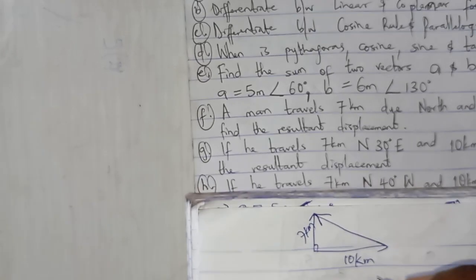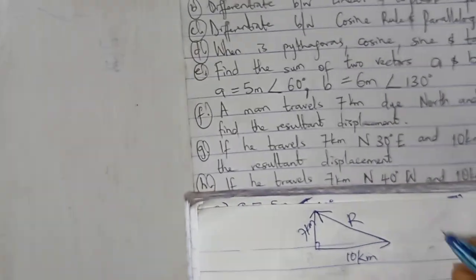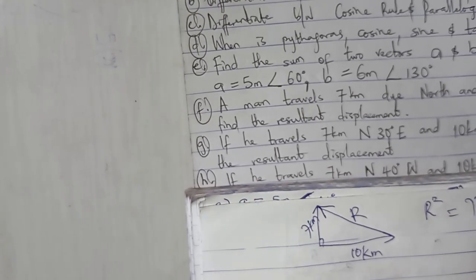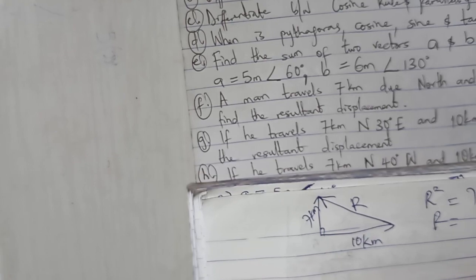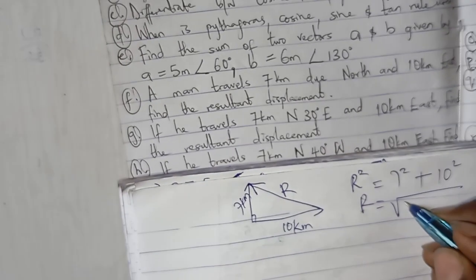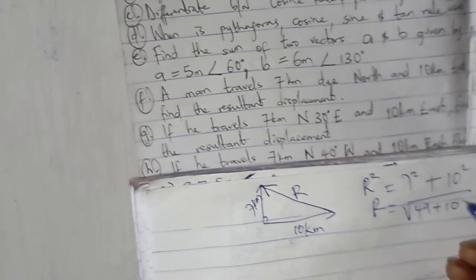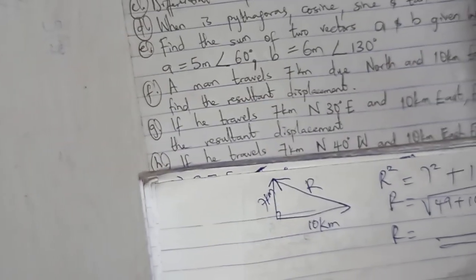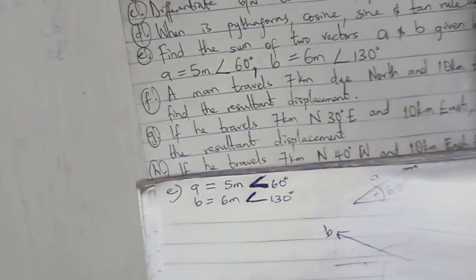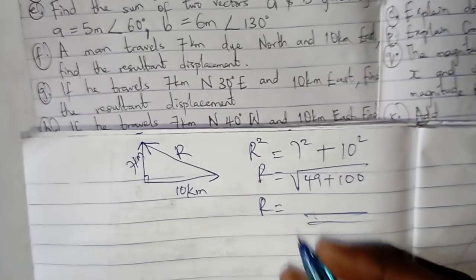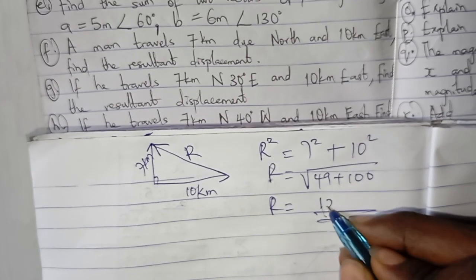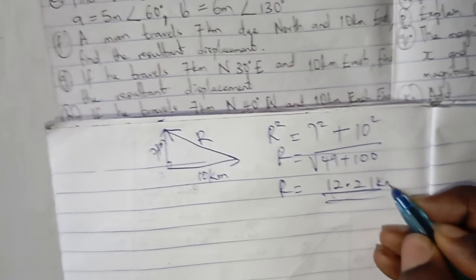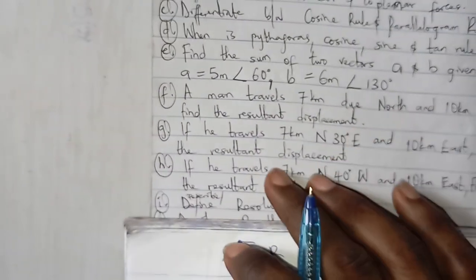This is 90 degrees. So the resultant is simply going to be R square equals 7 square plus 10 square. R will be equal to the square root of 49 plus 100. R will be equal to whatever you get. Let's do it. So R is equal to 12.21 kilometer. Let's move to the next one, G.